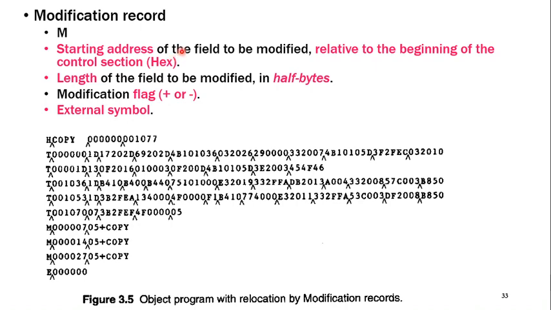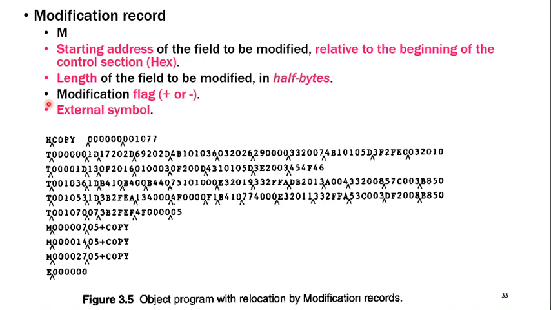Then the length of the object code, that is, how many bytes are to be modified. And then you have the modification flag, whether you are going to add the address or subtract the address with the specific address. And finally we have the external symbol, how much to be added or how much to be subtracted. So we are going to take this up in the same way.